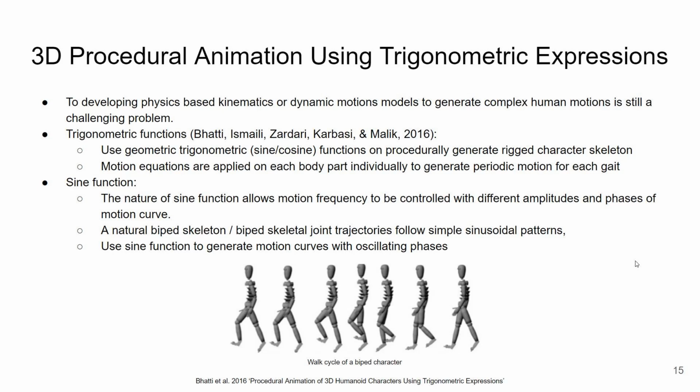In particular, the sine function. The nature of sine functions allows motion frequencies to be controlled with different amplitudes and phases of the motion curve. A natural biped skeleton, or biped skeletal joint trajectories, follow simple sinusoidal patterns, using the sine function to generate motion curves with oscillating phases. The diagram below shows a walk cycle of a biped character, which follows the simple sinusoidal pattern.